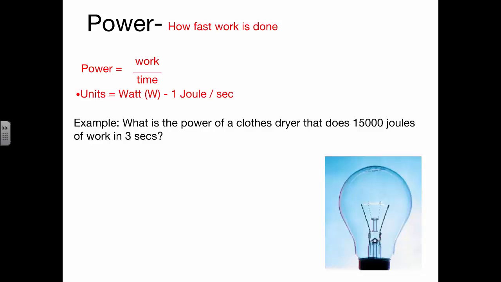So a clothes dryer that does 15,000 joules of work in 3 seconds has a power of 5,000 watts.